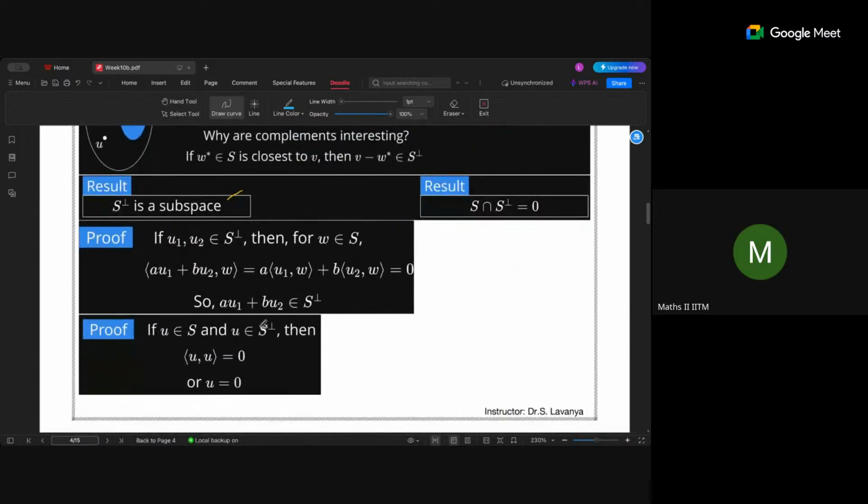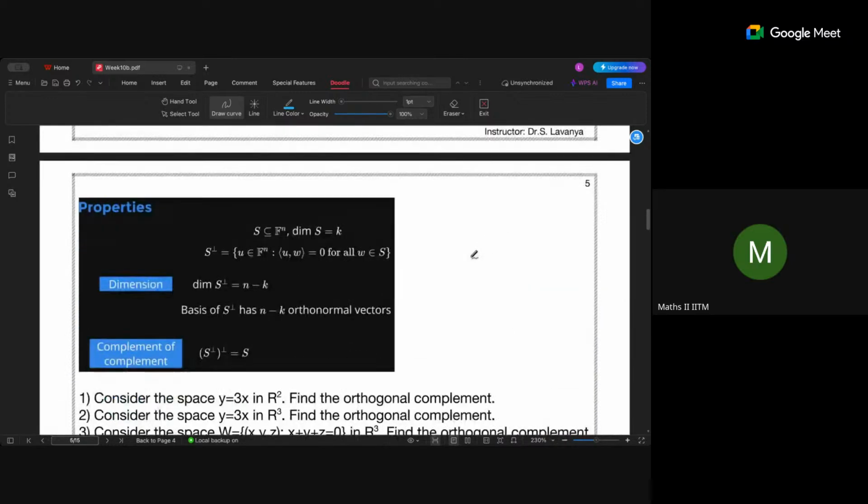If you take a vector u in S intersection S perp, which is in both, then the inner product of u with u is 0. But we know this is possible only when u is equal to 0. So any vector here is just the 0 vector; there is no other vector apart from 0. These are two main properties about S perp, and also the dimension property I have already told you: the dimension of S perp is n minus k. This also we have seen.